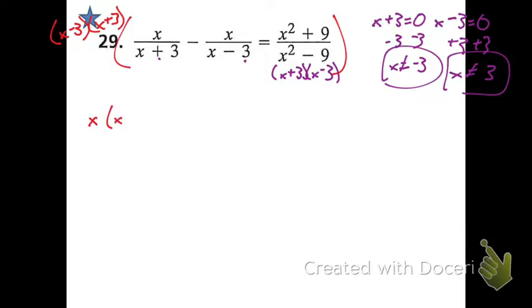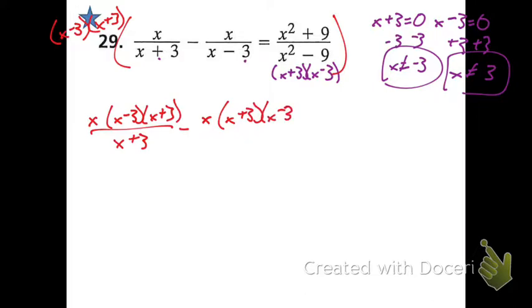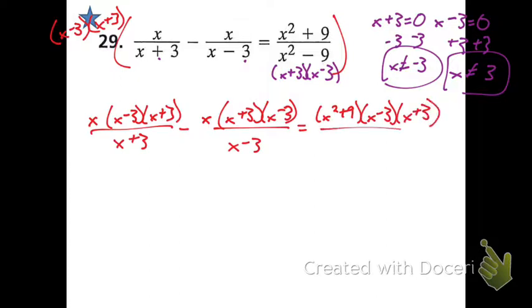So this is what it looks like. x(x minus 3) over x plus 3 minus x(x plus 3) over x minus 3, and then this is going to be kind of gross, I have x squared plus 9, but that's times (x minus 3)(x plus 3), and that's all over our denominator, which is (x plus 3)(x minus 3). So really gross stuff there. But we're going to go ahead and simplify, and it's going to be okay.